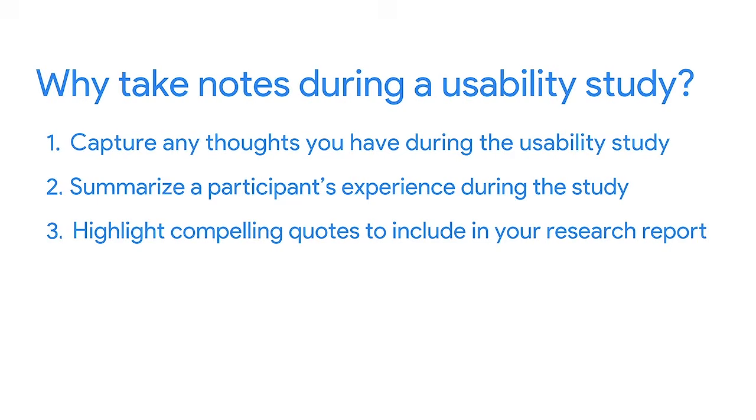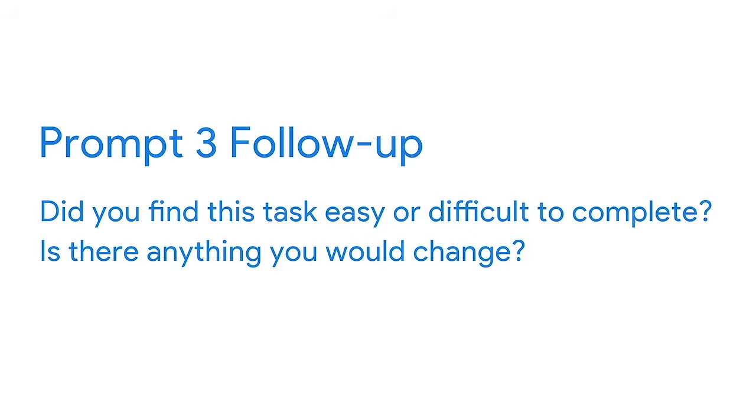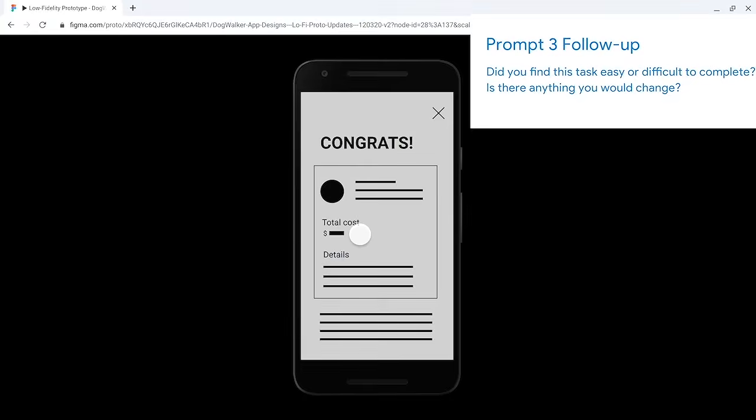Let's review how Participant D completed a task in the example usability study. Prompt 3, follow-up. Did you find these tasks easy or difficult to complete? Is there anything you would change? Considering I had to go back and forth between screens of the app, that was not simple. Usually, with any sort of checkout process, there's an add to cart function. I was just clicking on different buttons to try to figure it out.